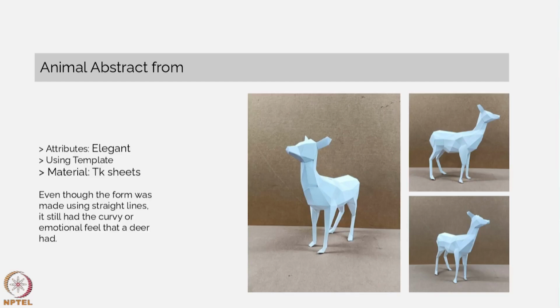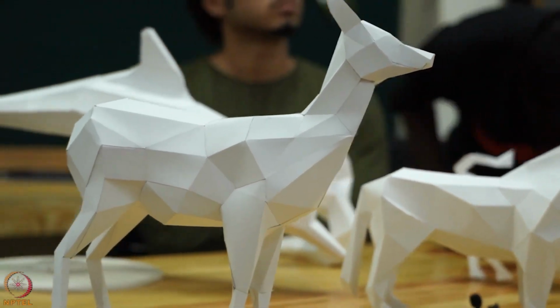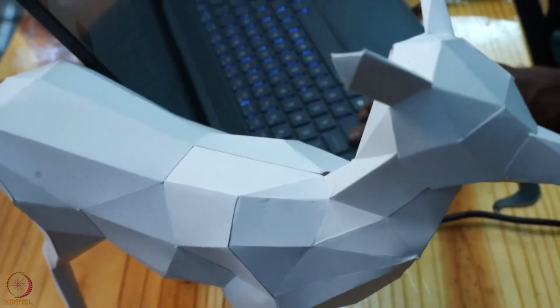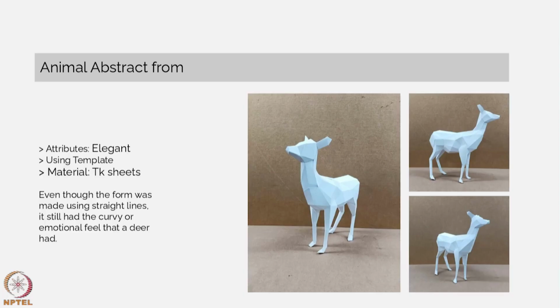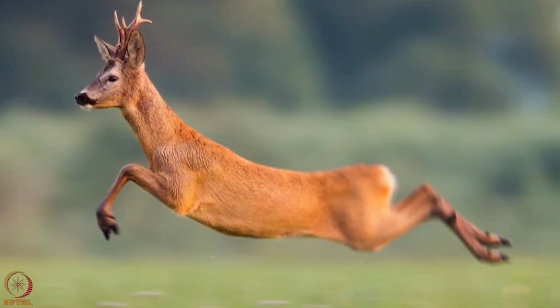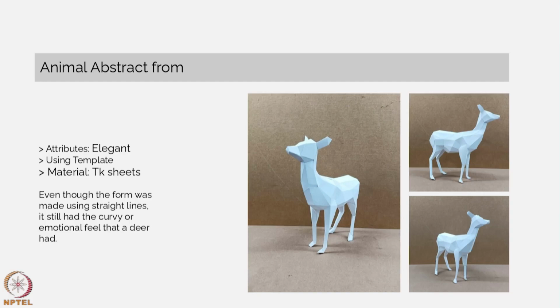And later we did the animal abstraction assignment. We were asked to create an abstract image, which we did by using a template we downloaded from a website, and to create a form. Here I took a deer as an animal, and the main attribute I took was elegance.